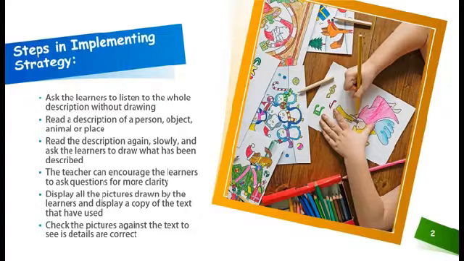If we teach young learners, we can ask them to draw a shape or color the shape. Read the description again slowly and ask the learners to draw what has been described.